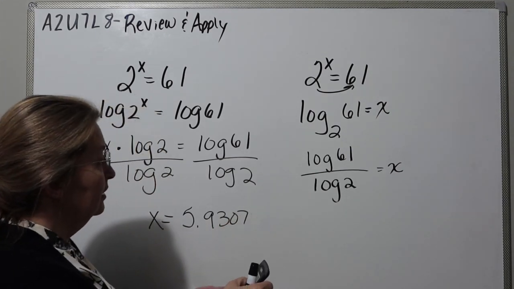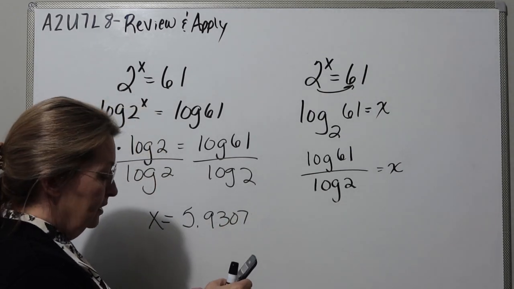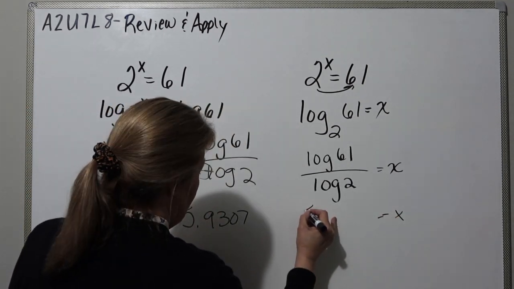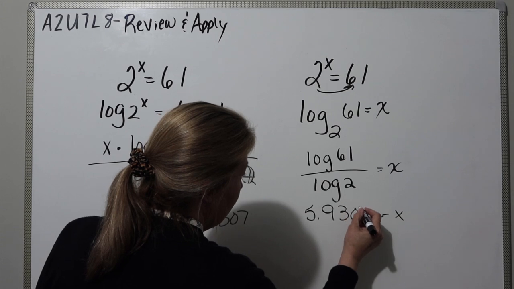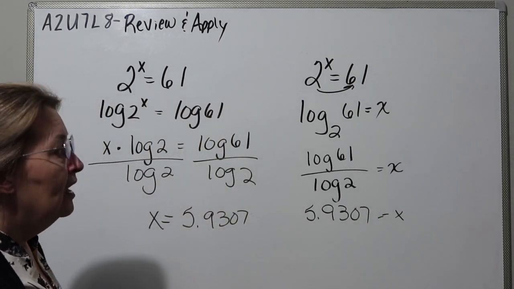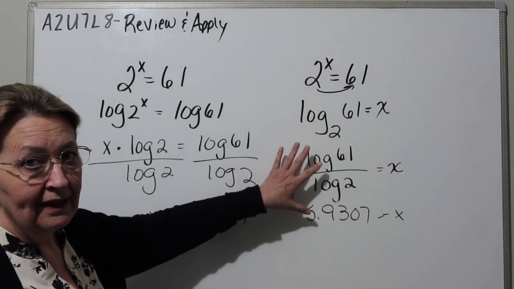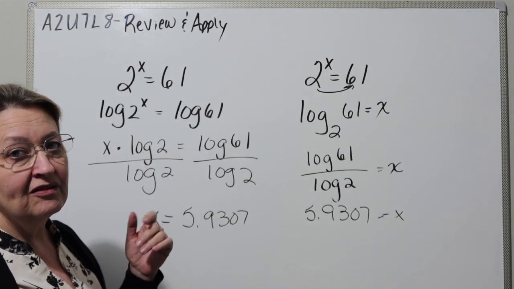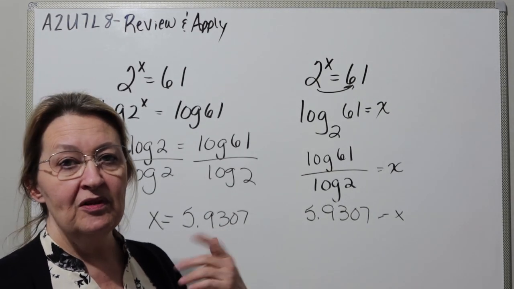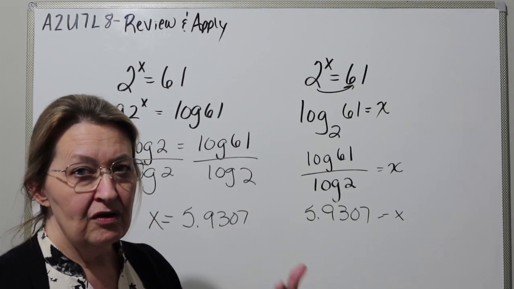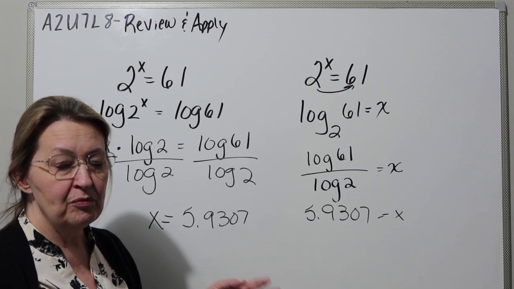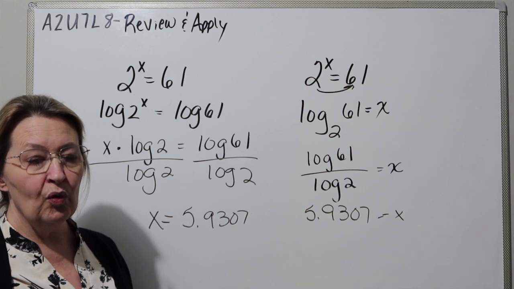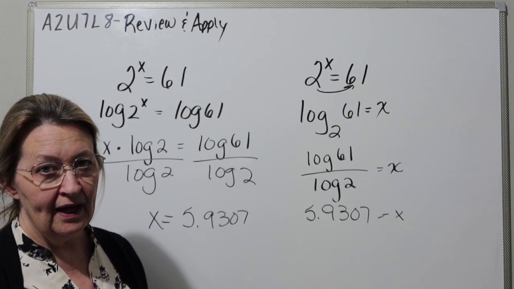So if I punch in log 61 divided by log 2, I'm going to get 5.9307, just like I did here, okay? So two different ways to attack it, but you still wind up with the same thing towards the end. All right, let's look at some more examples. Now remember, this is nothing new other than it's a new application of the stuff we've already been learning, so just watch and practice. That's all I can tell you. The more of them you do, the better you're going to get at it.